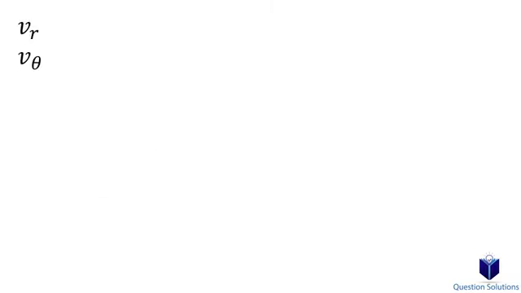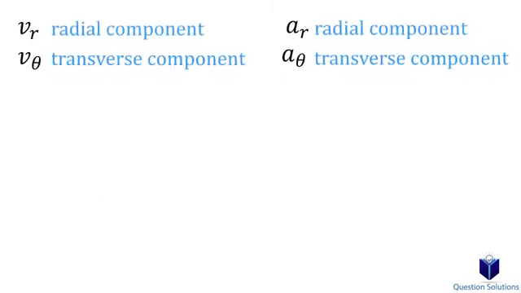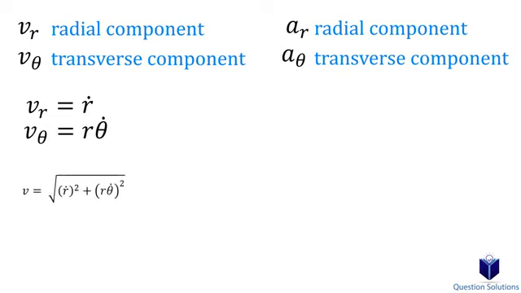Velocity and acceleration can be broken into two parts. They are the radial component and the transverse component. For velocity, the equation for the radial component is this, and for the transverse component, we have this equation. The magnitude of velocity can be found using this equation. Another way of writing it is this.